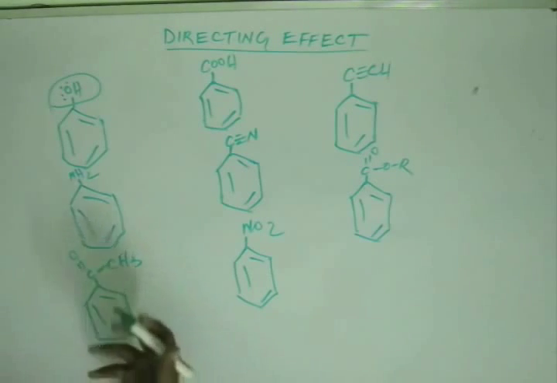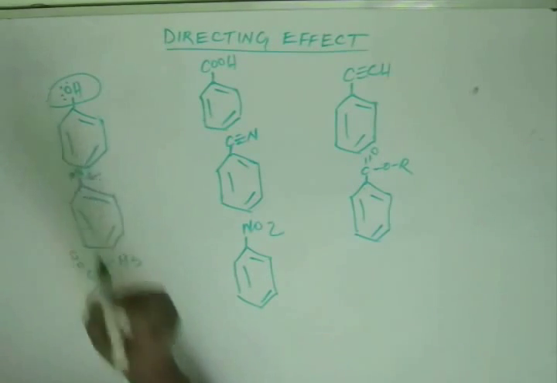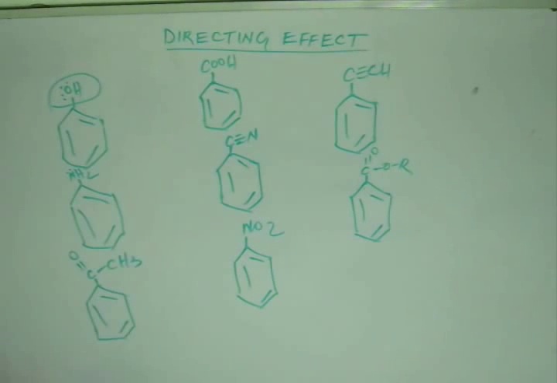Similarly, in aniline you have nitrogen. Nitrogen electrons will not be drawn like this, but you have to know that nitrogen has a lone pair. So nitrogen's lone pair will be pumped into the benzene ring, increasing electronic density at ortho para, making it ortho para directing.